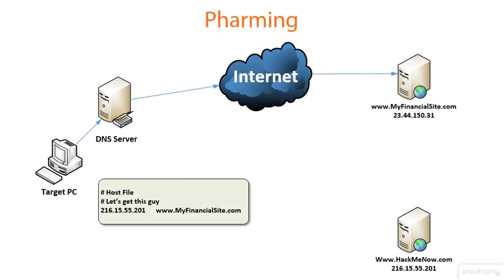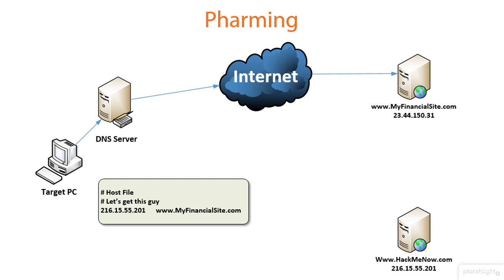All right, so as an example, here we have a farming diagram, and we have a target PC, which is going to be the victim, and we have a DNS server. They're going to traverse through the DNS, right? They're going to query the DNS server. The DNS server will respond back and say, oh, here's the IP address of the website you're trying to get to, in this case, myfinancialsite.com. It's going to respond back with the IP address. The target PC then initiates a connection to that IP address and connects to that website, right? That's how it typically works.